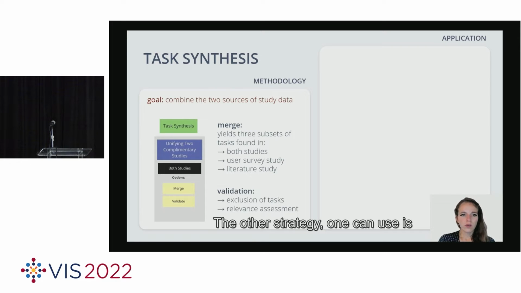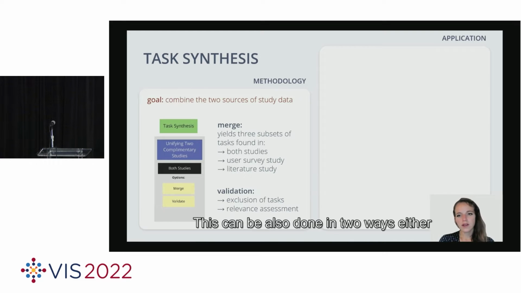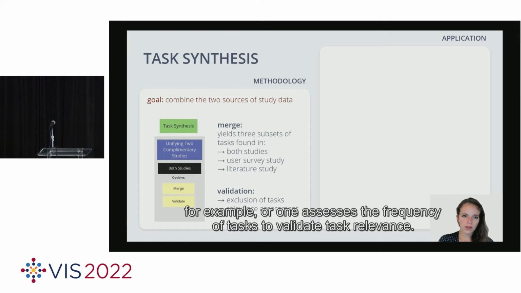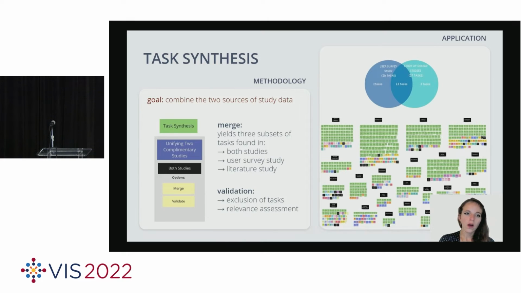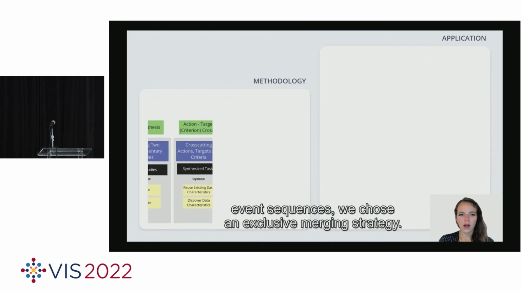The other strategy one can use is validating a primary source with another source. This can also be done in 2 ways. Either one excludes tasks which only exist in the primary source, for example, or one assesses the frequency of tasks to validate task relevance. Regarding our application to timestamped event sequences, we chose an exclusive merging strategy.